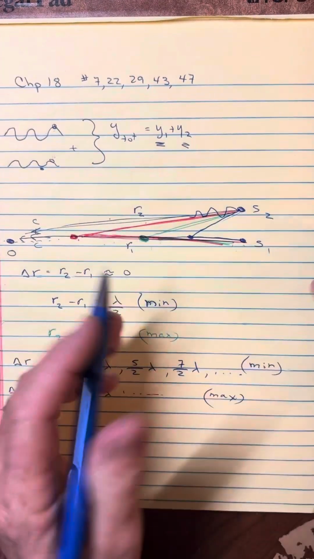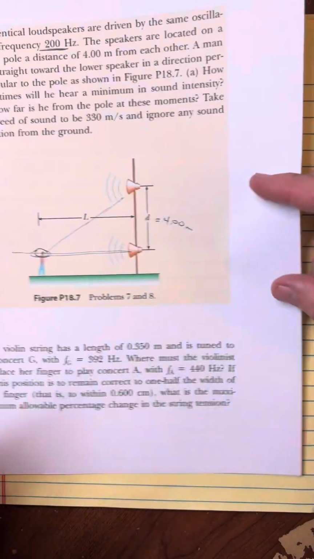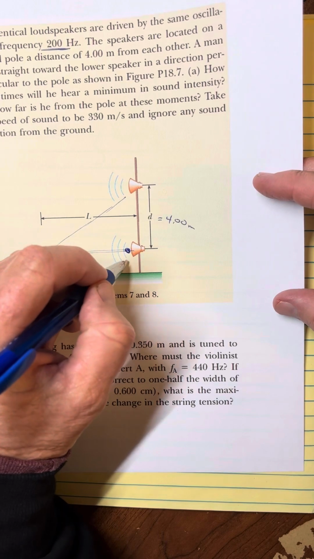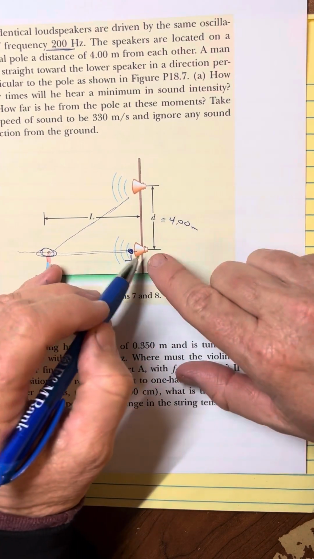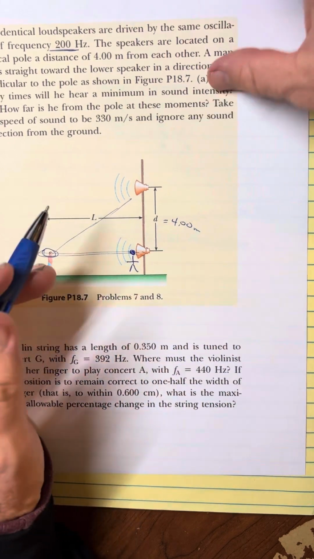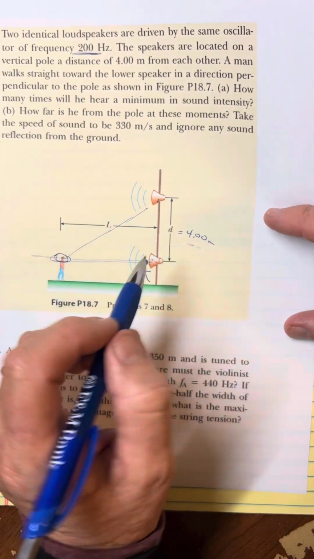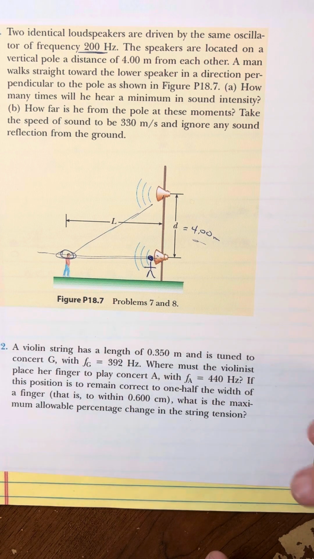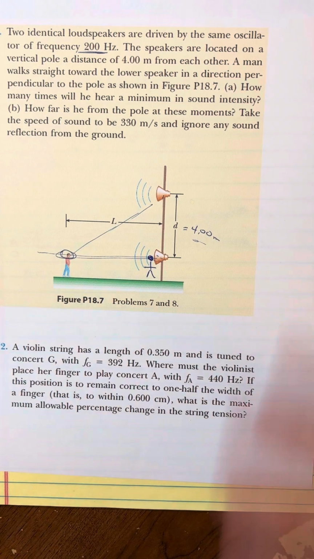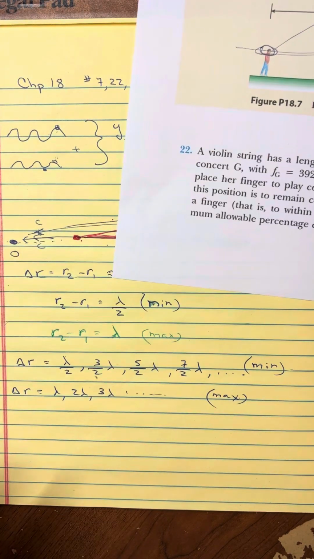But if you look at this problem in terms of geometry, when the person walks and gets right up against this speaker right here, this distance here, R1, let me call it roughly 0. And this distance then is 4 meters. So the greatest the difference in their path length will ever be is 4 meters.